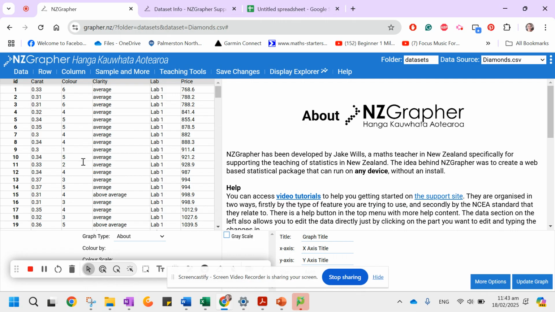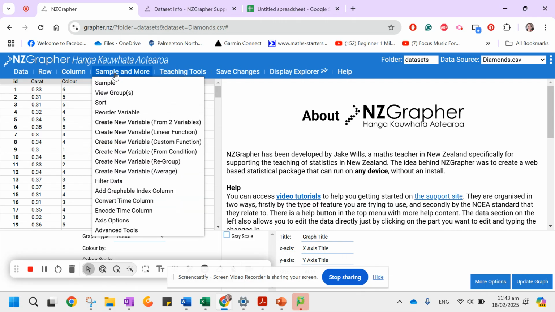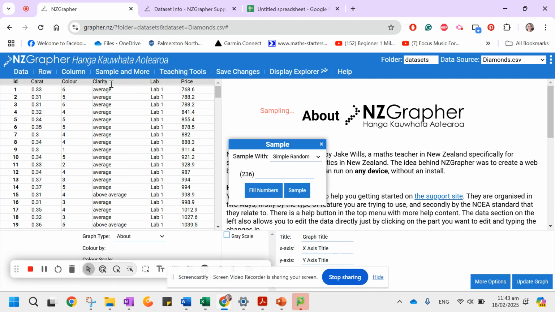First thing I am going to do is take my sample. Remember, we are pretending that this is the population. There are two different ways that we could sample that. We could do a simple random sample. There's 236 bits of data. We could just go straight to 100.